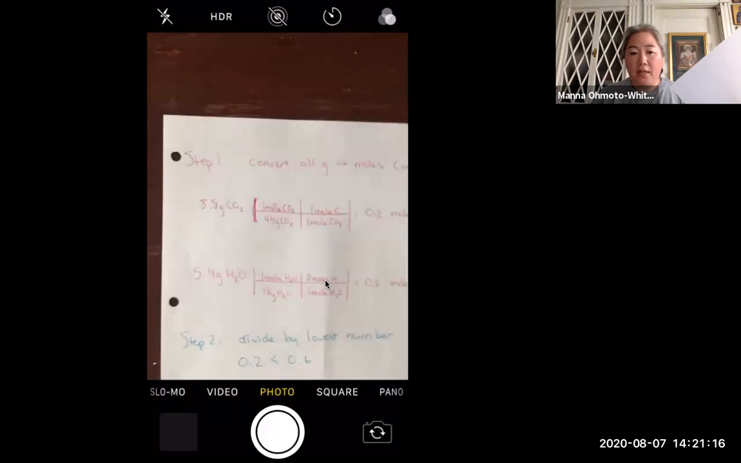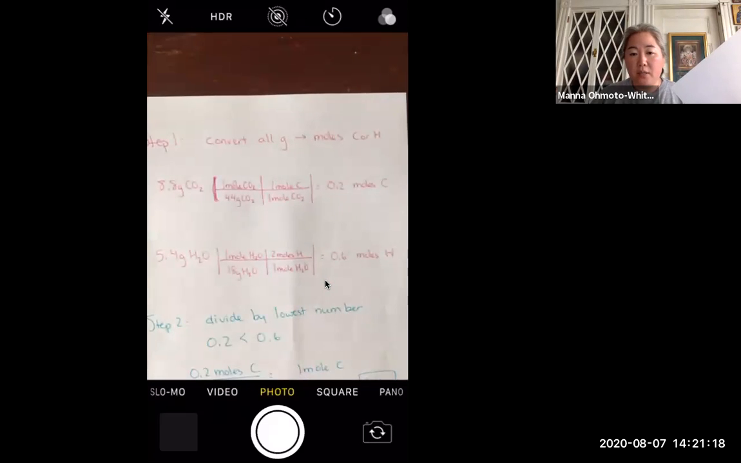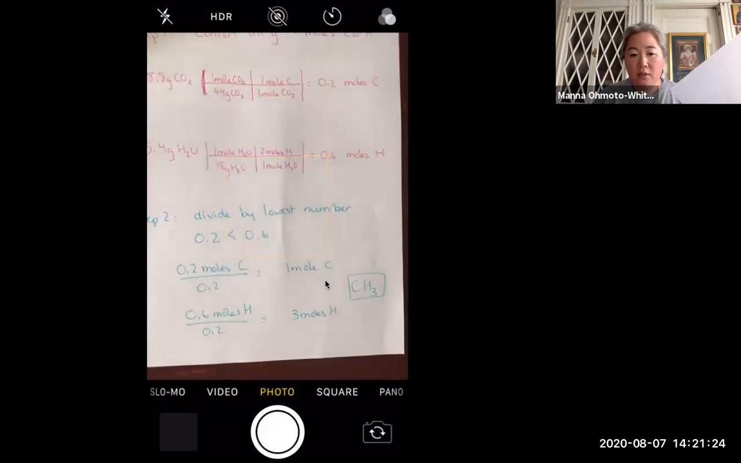So again, I convert all my grams to moles of carbon and hydrogen. I divide by the lowest number, and I get my empirical formula.